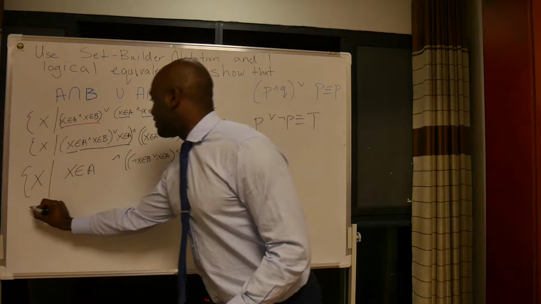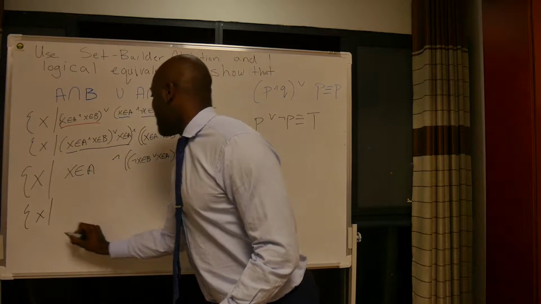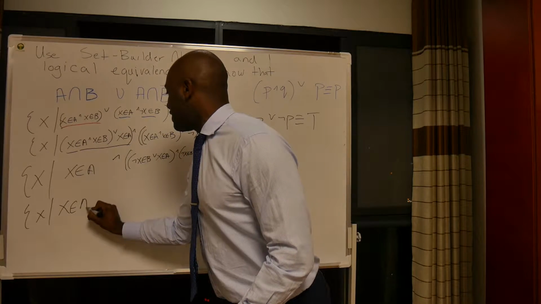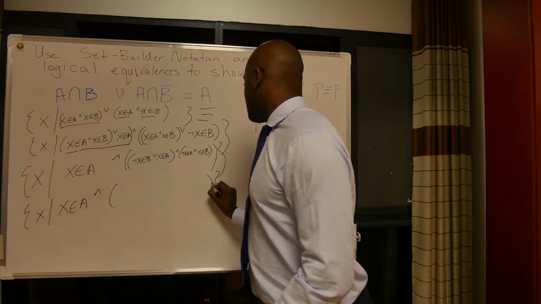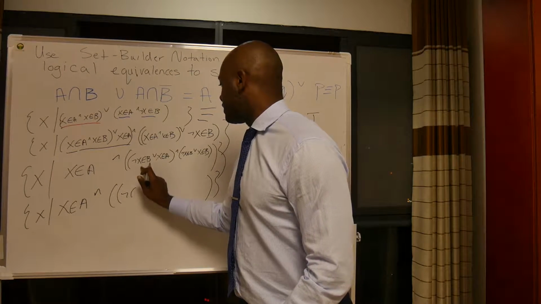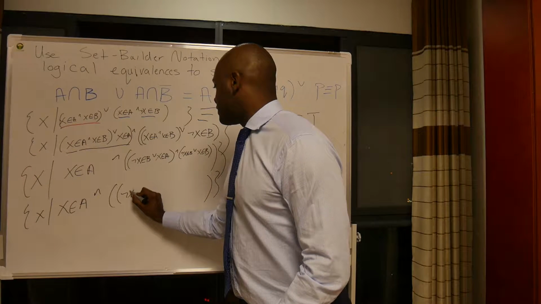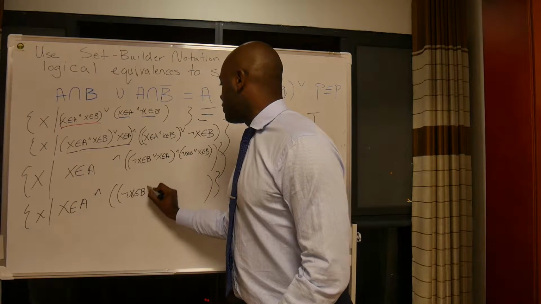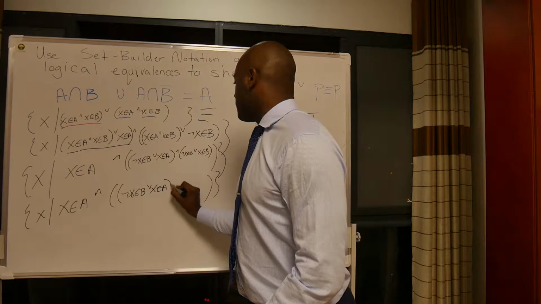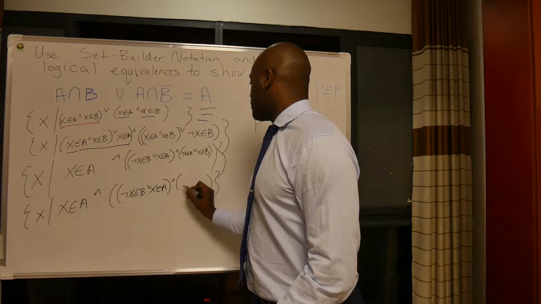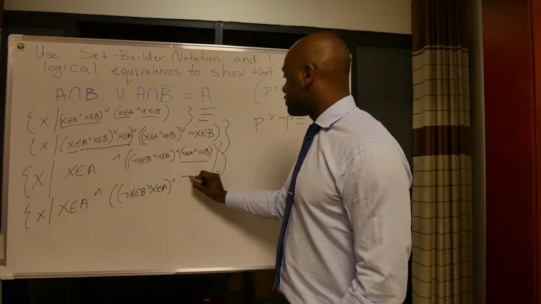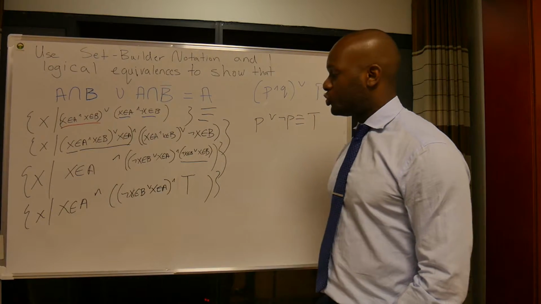We're going to have here again the set of all x such that, and then first I'm going to just drop this one down, x belongs to A, and then we're going to work again here. So I'm going to write, it is not the case that x belongs to B or x belongs to A. And then I'm going to rewrite this one. As we said, this is going to be equivalent to true. So we're just going to rewrite this one and true.